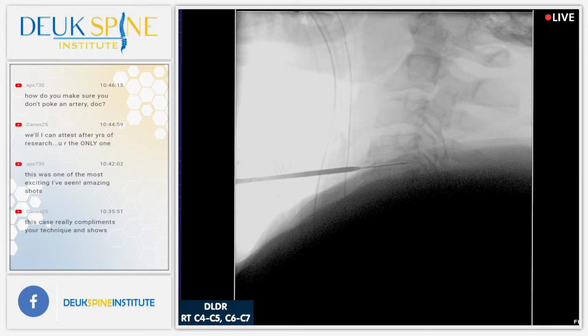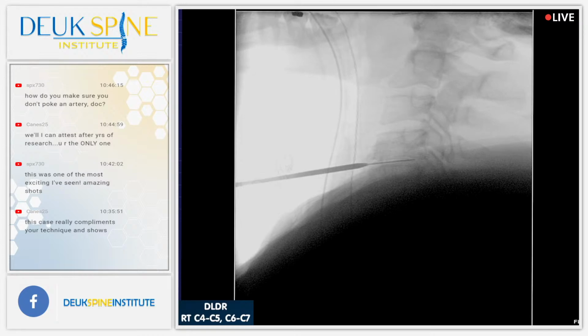All right, in all seriousness. All right, so beautiful on the lateral. I'm really stuck at the front of the disc. You can see bone spurs and stuff. So let's get an AP and just see where we are, make sure we're in the midline.